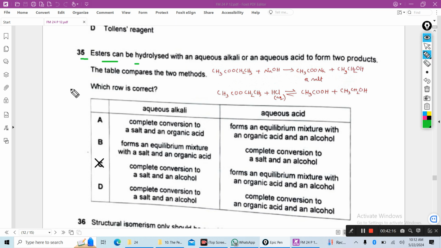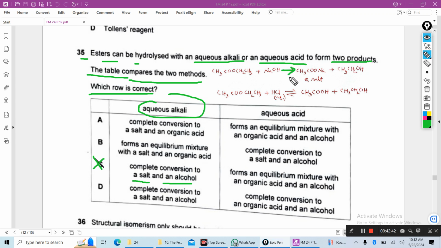Now 35. Ester can be hydrolyzed with an aqueous alkali or aqueous acid to form two products. The table compares the two methods. Which row is correct? C is the right answer. Complete conversion to a salt and an alcohol. When ester reacts with aqueous alkali, this is an irreversible reaction, not a reversible reaction. This means the reaction goes to completion. Sodium salt of ethanoate is the salt and alcohol is produced.